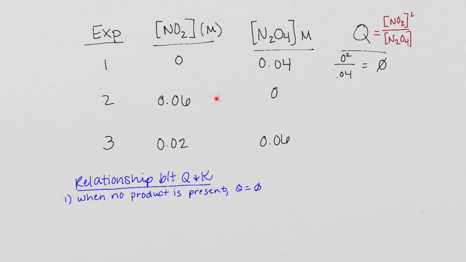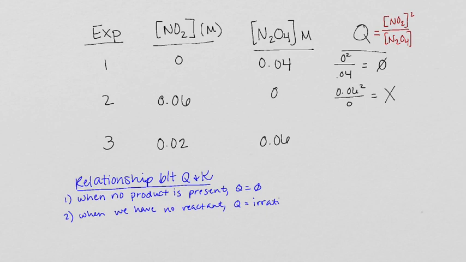But if that were to be the case, then we would be dividing by 0. So it would be 0.06 squared divided by 0, and that is not something we can do. So we can't define that when we only have product. If we have no reactant, Q is undefined or infinite. So we can't really use Q to define a reaction that has gone to completion, which makes sense because this is really about having both species present, and if it's not an equilibrium reaction, we don't really need to think about Q.